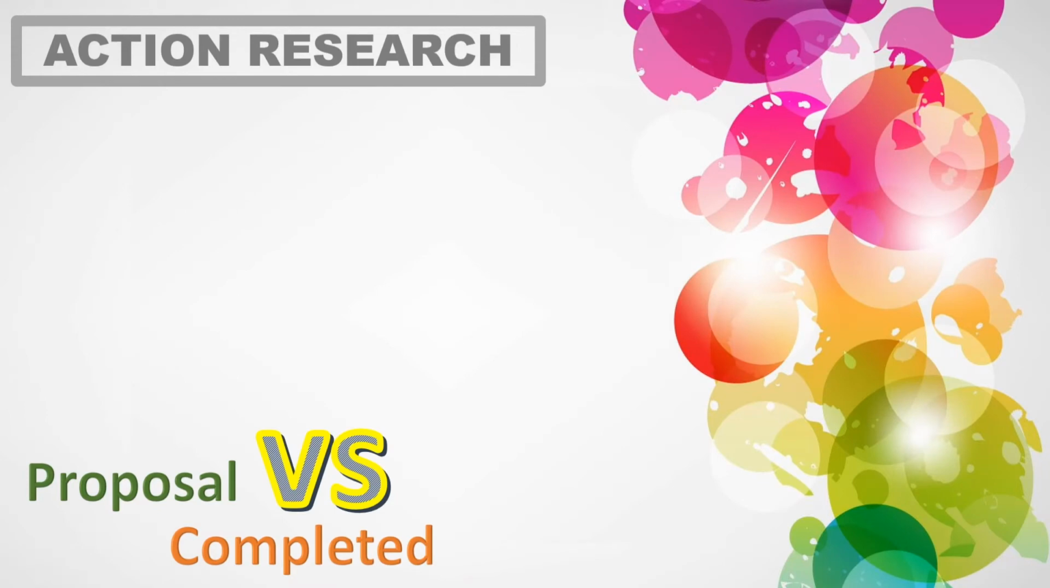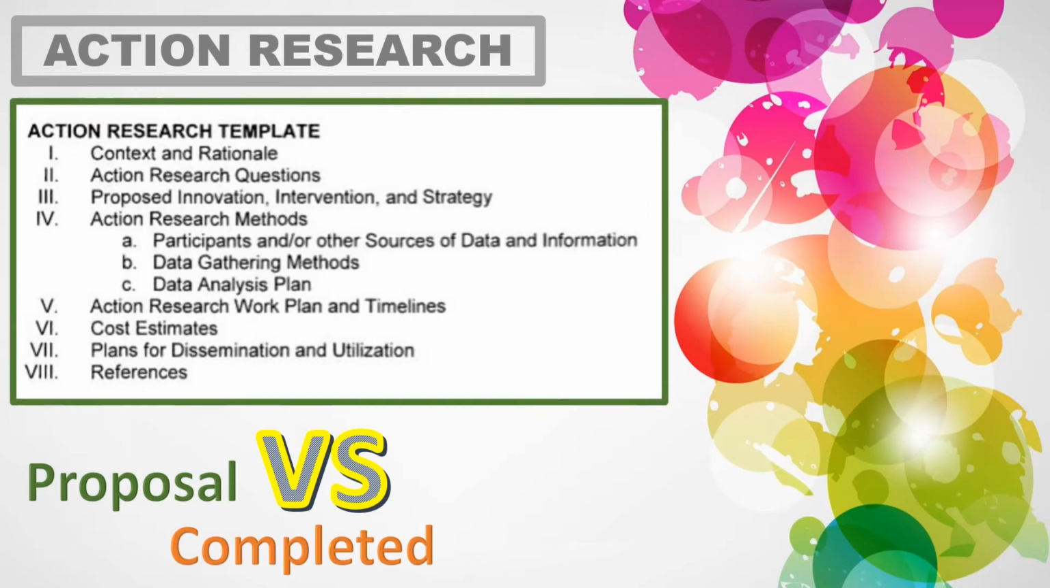What are the parts of an action research if you are going to have a proposal? Well, there are actually 8 parts to that. Part 1 would be about context and rationale. Second is action research questions. Third, proposed innovation, intervention, and strategy. The fourth one will be about the action research methods. Fifth part would be action research work plan and timelines. 6, cost estimates. 7, plans for dissemination and utilization. And then you are going to cite the references.